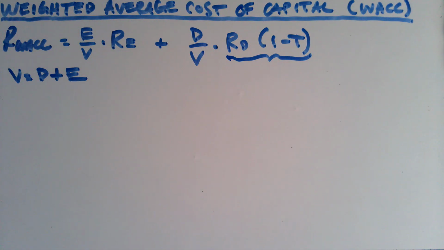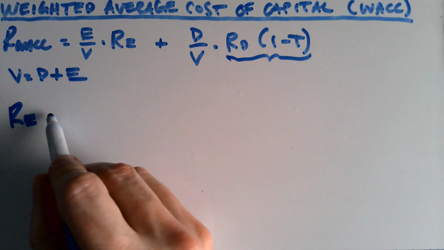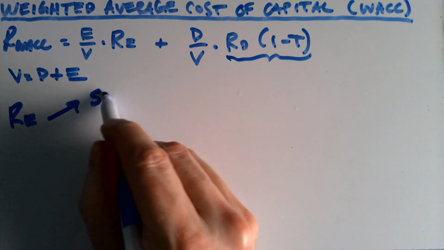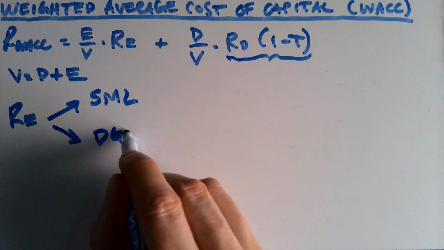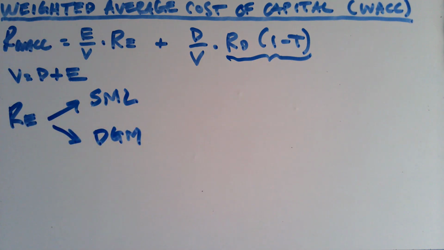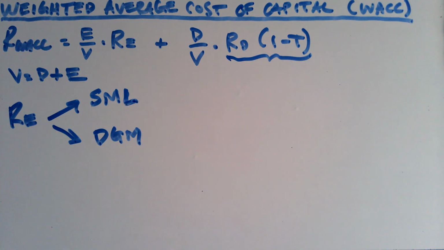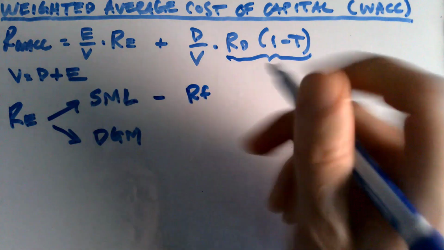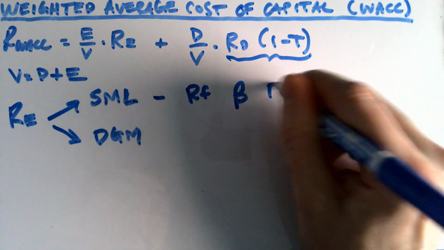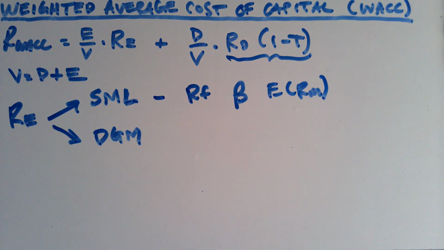Now let's talk about where we get the required return on equity. The required return on equity is going to come from either the security market line or the dividend growth model. Well, how do you know which to use? It's a matter of looking at what you're given. So what I'm going to do is look at the information they give me, and that will tell me which method to use. If they're giving me the risk-free rate, beta, the expected return on the market, things like that, I know I need to use the security market line.